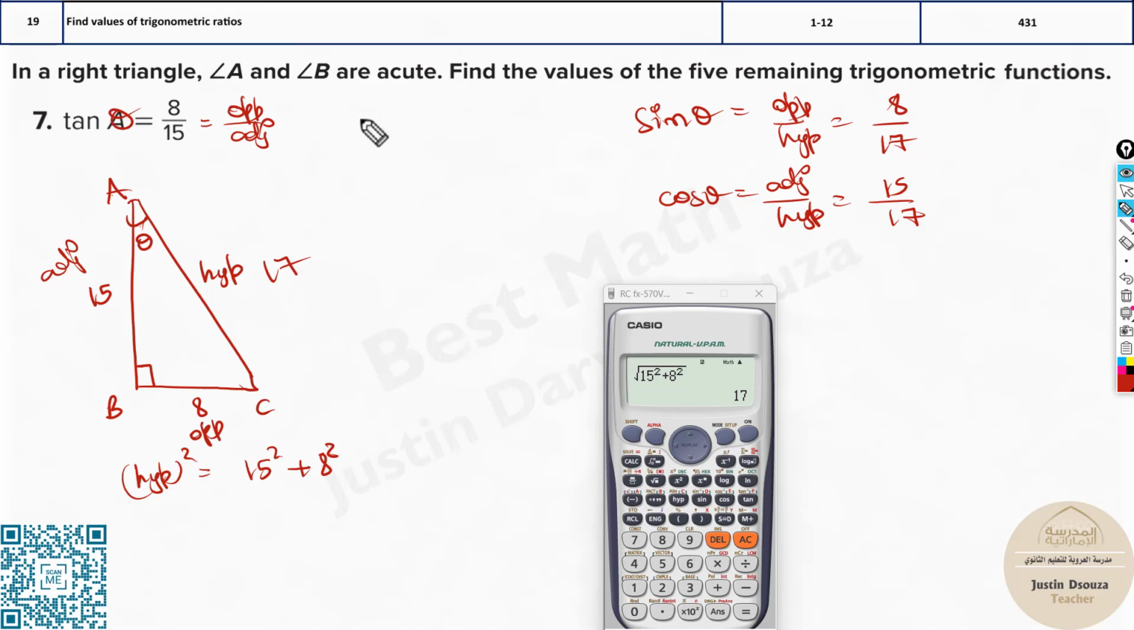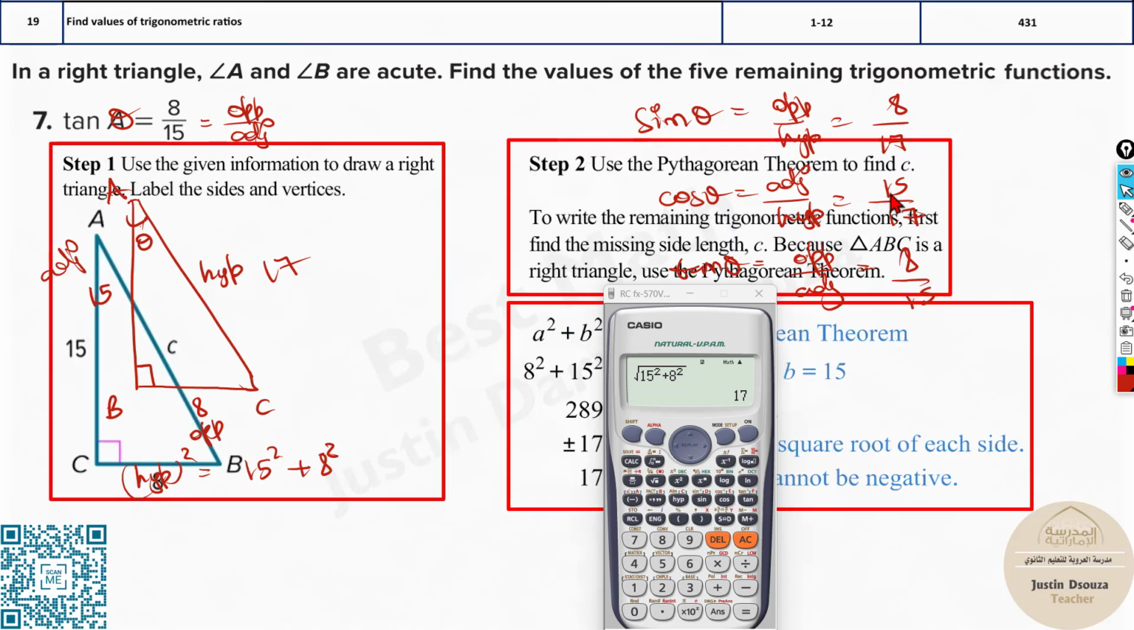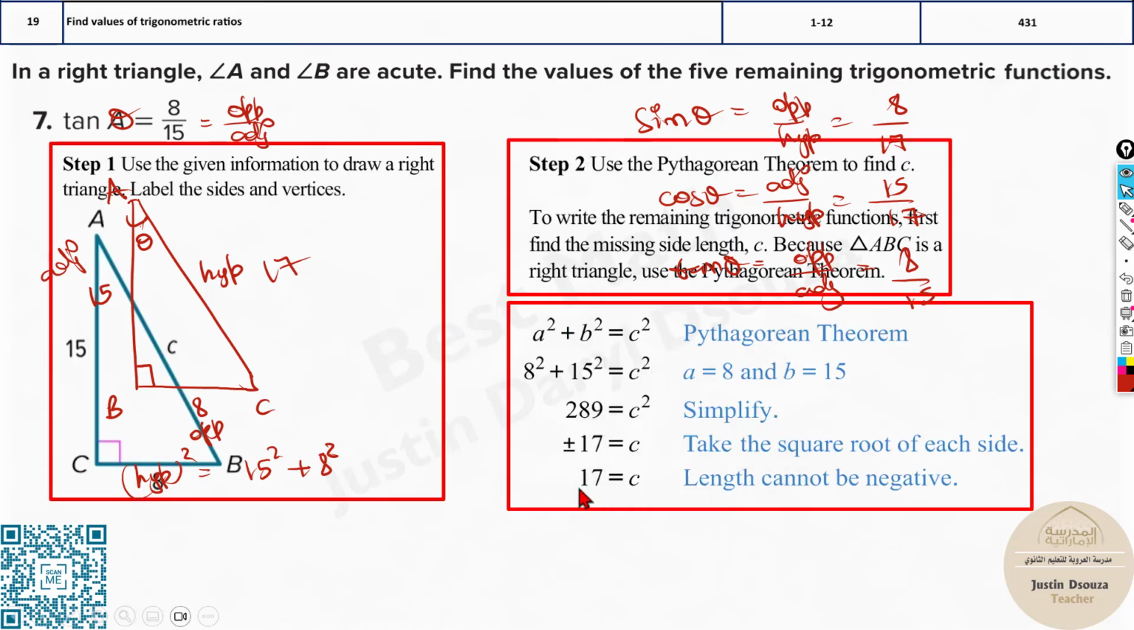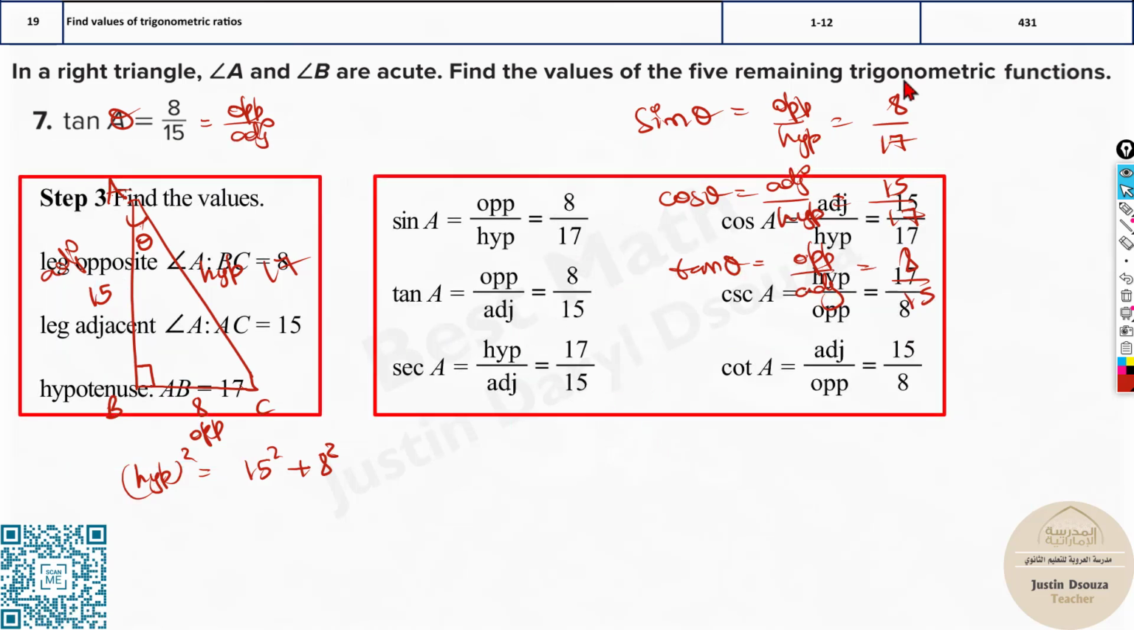Now we can consider this to be theta, it's fine, okay? Or you can write it as ABC. Tan theta is equal to opposite by adjacent, that is 8 by 15. So those are the answers. And then secant, cosecant and cotangent are just inverses of these. So you can see here they have found the value of the hypotenuse, that's 17, and then the trigonometric ratios here, 8 by 17, 8 by 15.